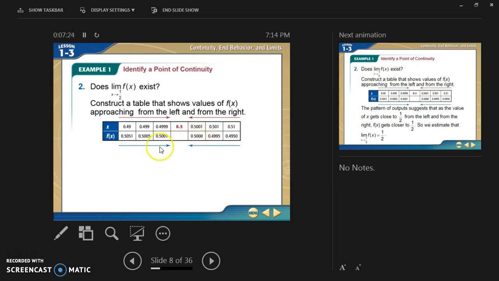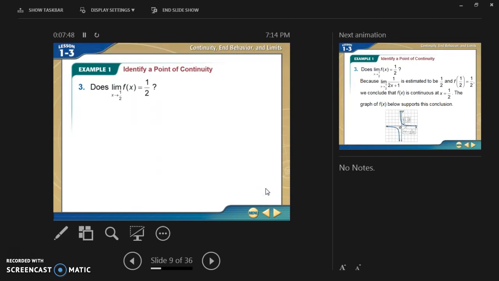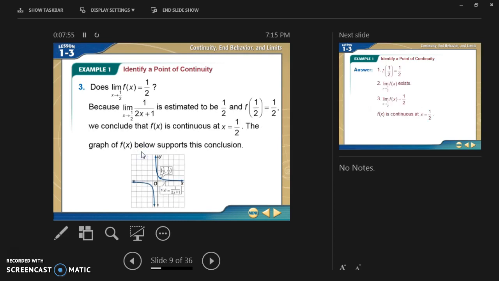Well, as you see, your y values here seem to be approaching 1/2 from both sides, don't they? That means that the limit exists, okay? So the pattern suggests that it does approach 1/2 from both the left and the right. So we estimate the limit to be 1/2, okay? Well, that is what f of 1/2 was, right? So my third test, does the limit as x approaches 1/2 of f of x equal 1/2? Yes, it does, because that's what we saw it approaching, okay?